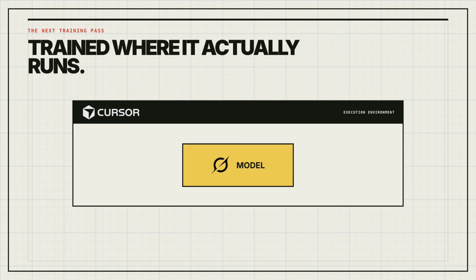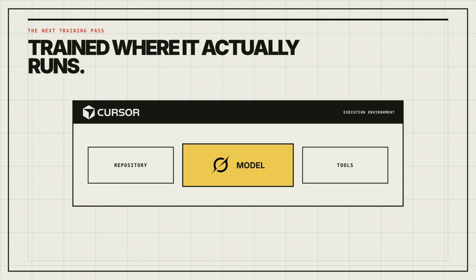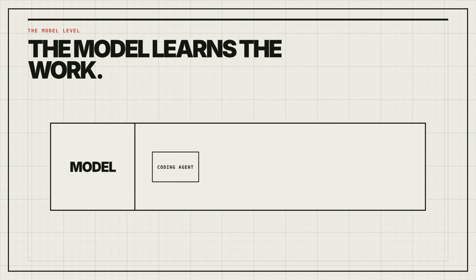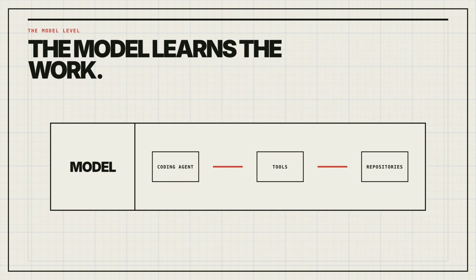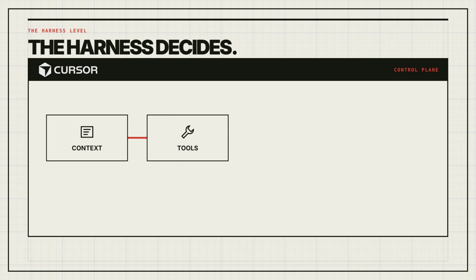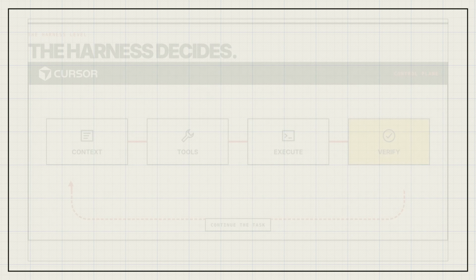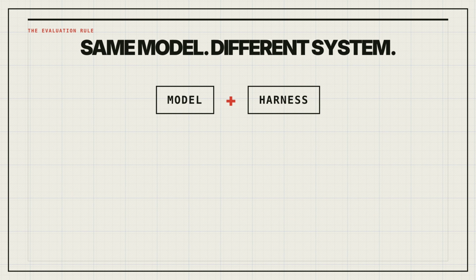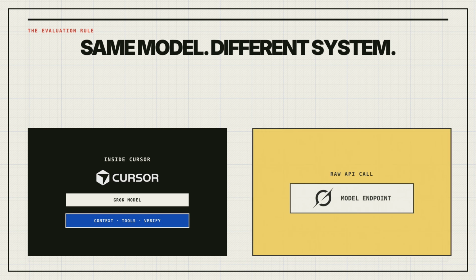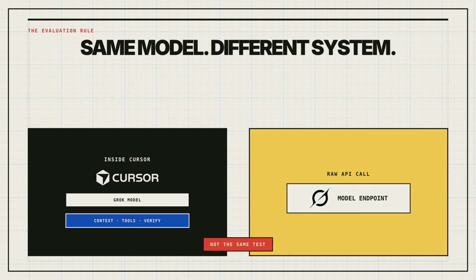So the model has been trained around the type of environment in which Cursor will actually run it. So optimization happened at two levels. Model level: learn how coding agents use tools and work across repositories. Then harness level: Cursor decides what context to provide, which tools are available, how the agent executes them, verifies, and continues the task. So this basically is model plus harness code design, and it is one of the reasons I would evaluate Grok inside Cursor separately from evaluating Grok through a raw API call.